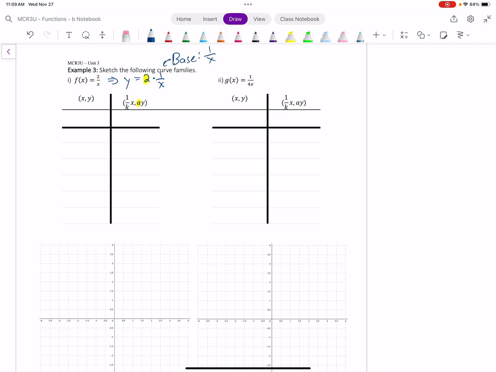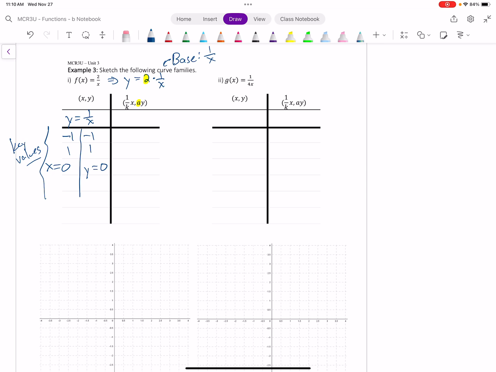Again, feel free to pause at any time if I'm going a bit too quick. I'm going to put the key points for my base function 1 over x. These ones are actually fairly easy: -1, -1, and then 1 comma 1. And don't forget your asymptotes, y equals 0 and x equals 0. So these are my key values. They're not all just points, so I'll call them key values to include when I'm going to transform them.